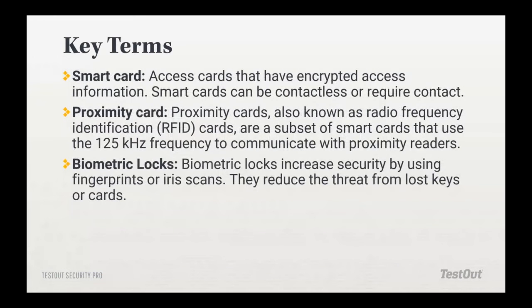Some other key terms you will need to be aware of are smart cards. These are access cards that have encrypted access information. They can be contactless or require contact. A proximity card, also known as an RFID card, is a subset of the smart cards. They use the 125 kilohertz frequency to communicate with proximity readers. And finally, biometric locks. They are locks that increase security by using fingerprints or iris scans. They reduce the threat of lost keys or cards.